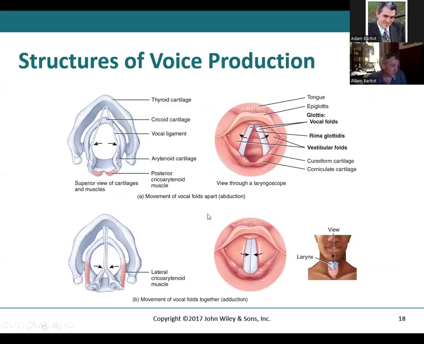Here we can see structures of vocal function. When the vocal folds are apart, this is usually during inhalation. When the vocal folds come together, they vibrate together. This is done during exhalation. Some people can actually phonate with their voice during inhalation. I am told it feels uncomfortable. However, some of you might be able to do that.